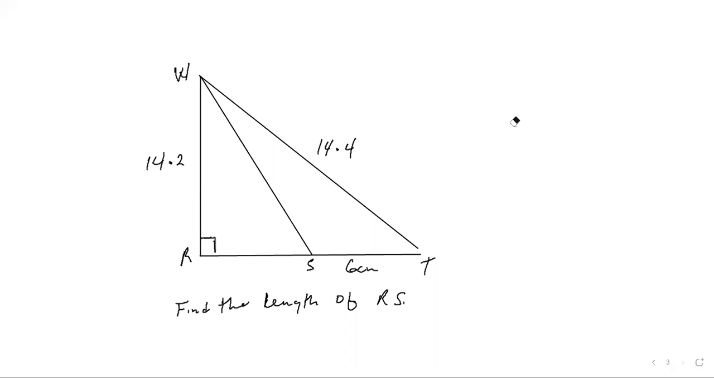Sir, would you find RT and then minus the 6 from it to get RS? Yes, I'm listening. We find RT first. Everybody see that? We find RT first, and after we find RT, we minus the 6. Beautiful. I love that.